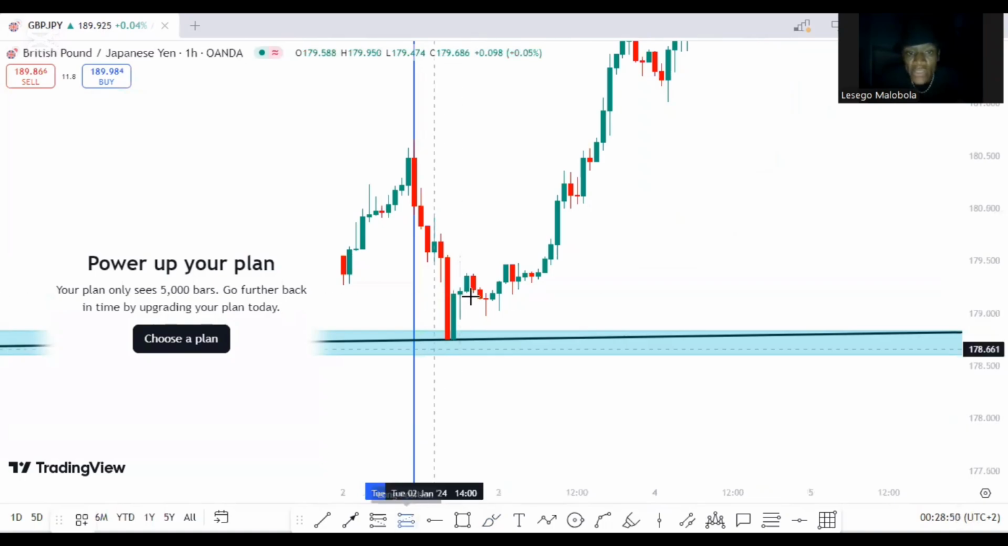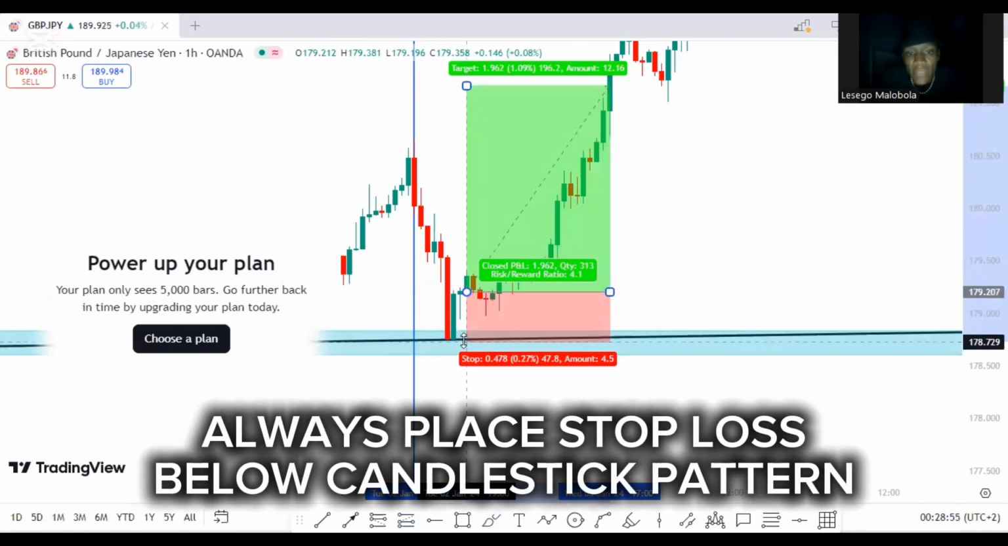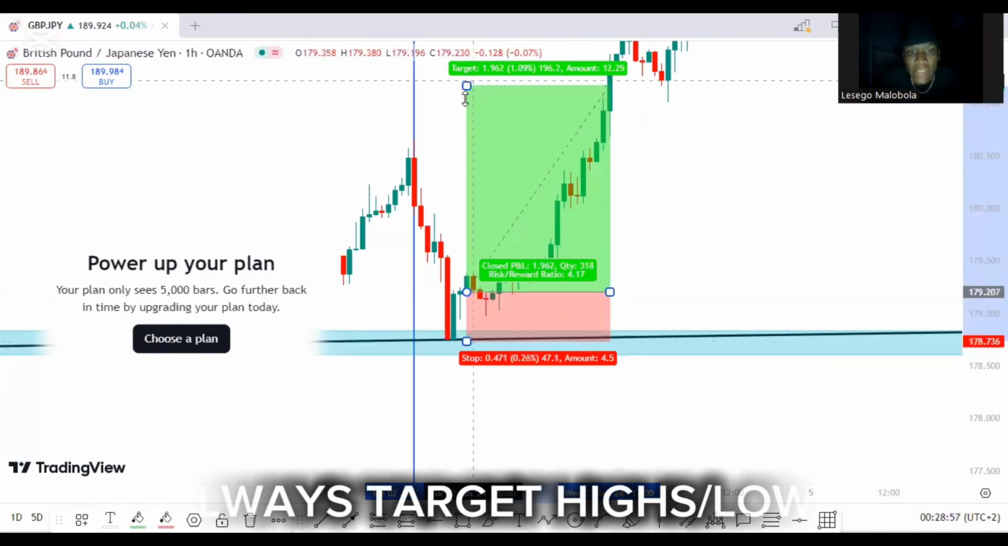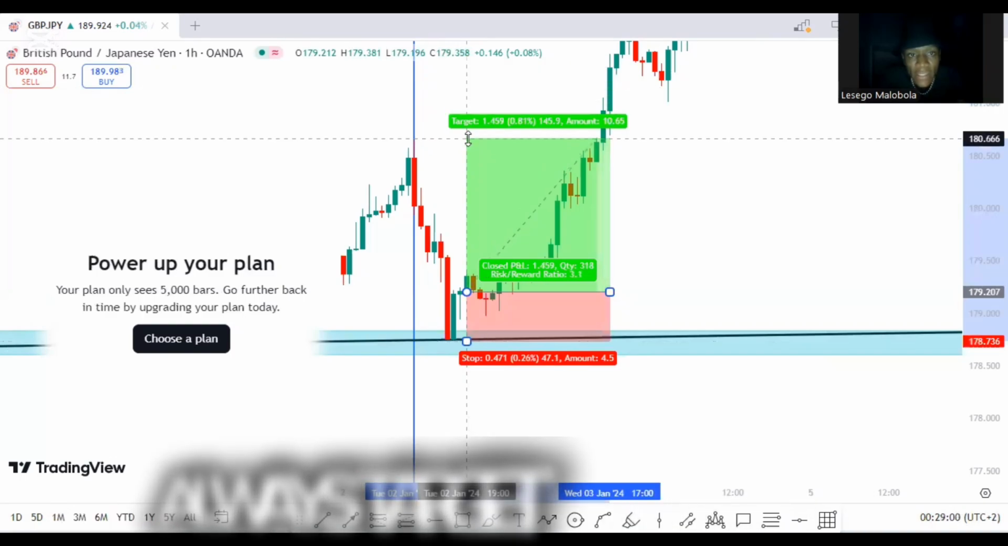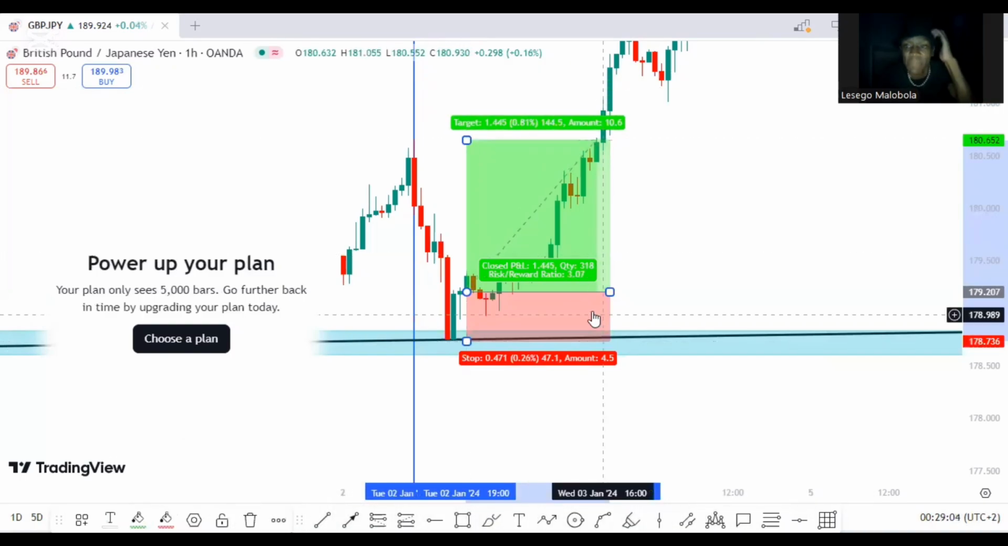So if we were to take our trade right over here, with our stop loss just below our inside bar candlestick, and then for TP we always target our highs. Let's see. We would have bagged a nice 3% on this trade, simply because you know how to identify your market structure, your support and resistance, and you know how to confirm your trade using candlestick patterns.